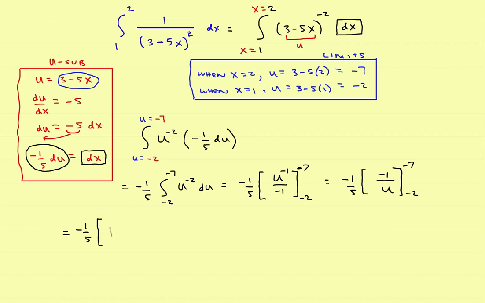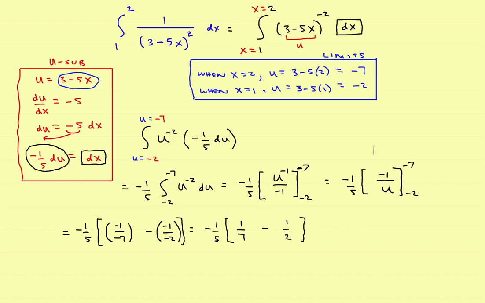So now plug in the numbers. So first of all, plug in the top number. So you've got -1 divided by a -7. Then minus, plug in the bottom number. And this is going to be a -1 divided by a -2. Okay, now the negatives will cancel out, and that's going to leave you with this. -1/5 of, this will turn into 1/7 minus 1/2.